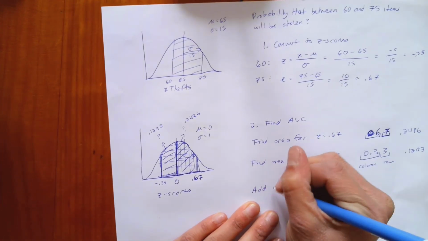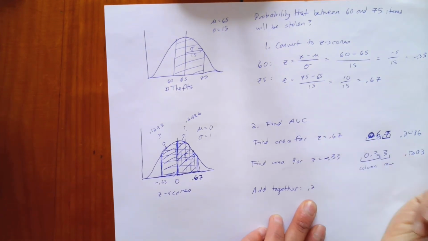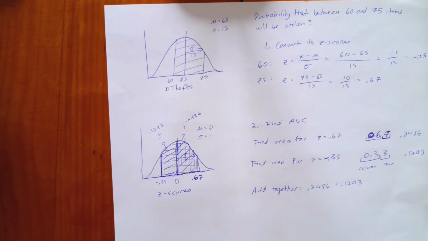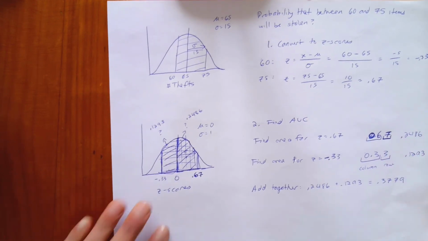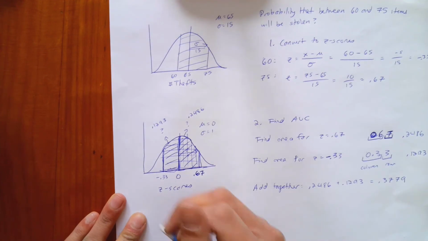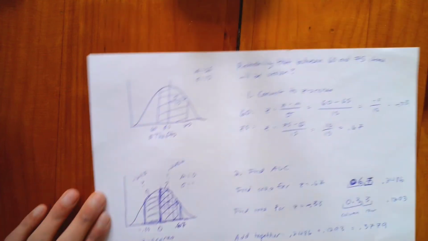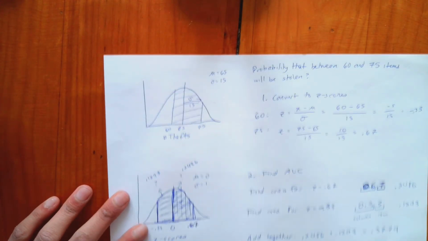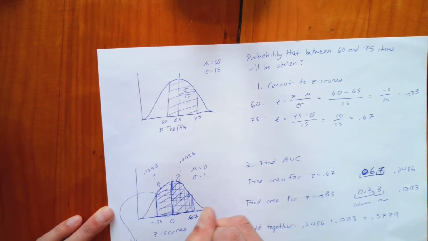So in this case, we add together, and when we add them, we get 0.2486 plus 0.1293. And that comes out to 0.3779. That means that this total area under the curve is equal to 0.3779. So the total area equals 0.3779.